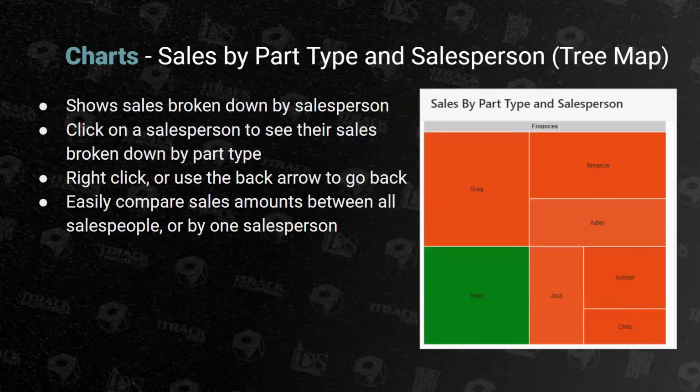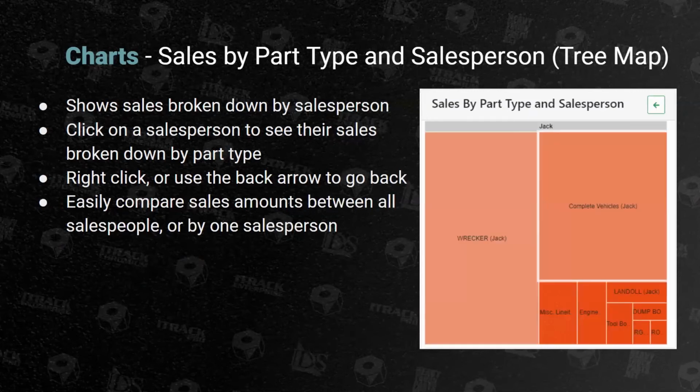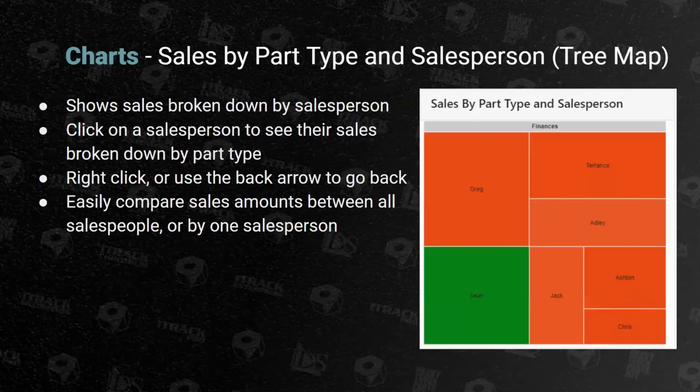And then if you click on one of the salespeople, it shows a similar view with several boxes, with the color and size corresponding to the sale amount, except this time it compares that salesperson's sales to themselves for each part type.